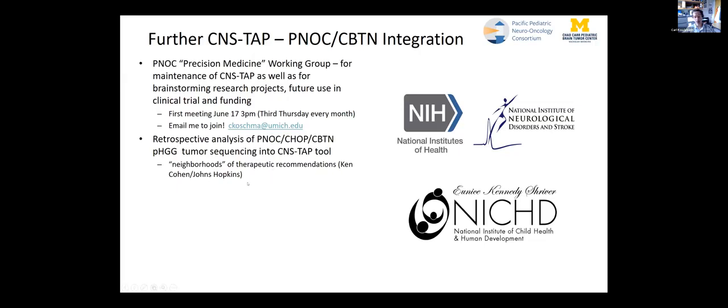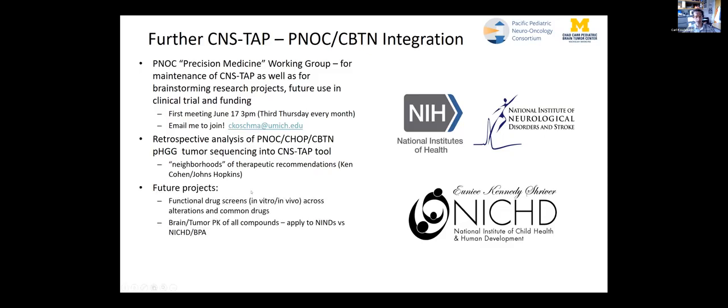We had a lot of cool brainstormed ideas. Ken Cohen has this idea of therapeutic or tumor profile neighborhoods, and how we might use the data that's already in the CBTN and the CNS TAP tool to decipher these neighborhoods, as we talked about improving the drug screens. And then immediately at that first meeting, there were ideas for how we could get this funded at the national level. Adam had some great ideas. Rob had some great ideas for grants that could come out of this.